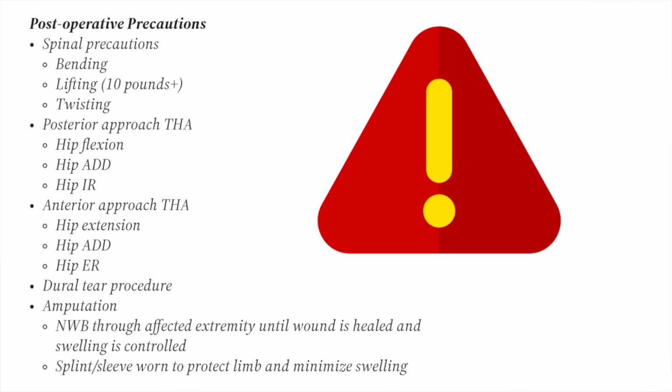On top of this, you also want to be familiar with amputation precautions, which typically include non-weight bearing through the affected extremity until the wound is healed and swelling is controlled, as well as making sure that they have a splint or a sleeve worn to protect the limb and help them minimize their swelling.